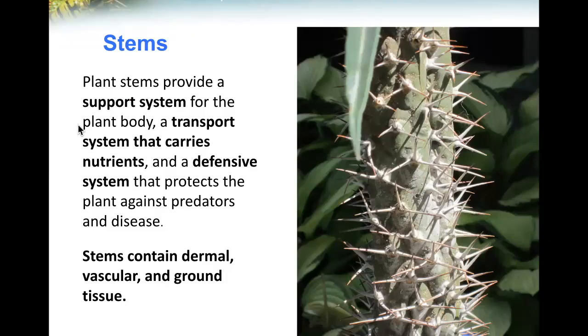Plant stems provide a support structure, a support system for the plant body, a transport system that carries nutrients, and a defense system that protects the plant against predators and disease. Stems contain dermal, vascular, and ground tissue.